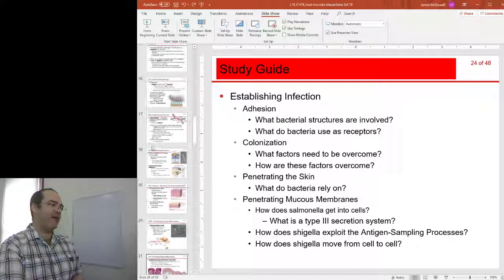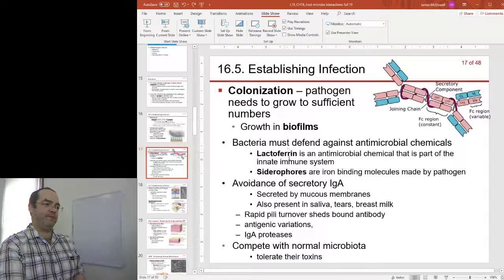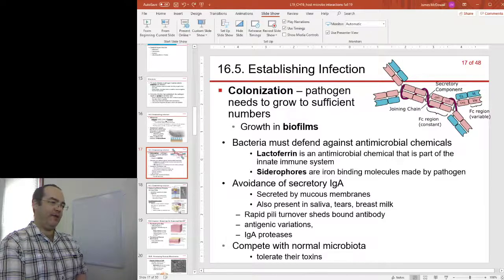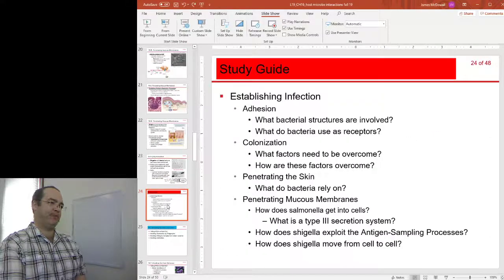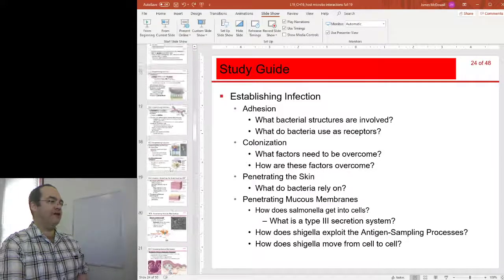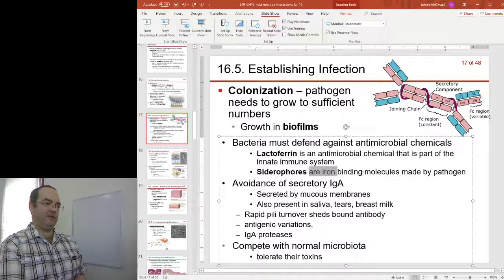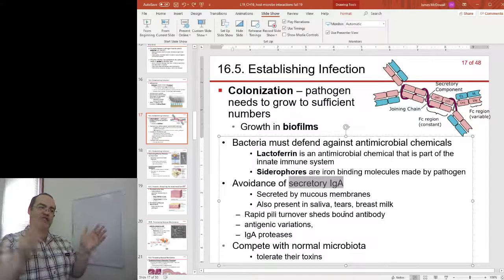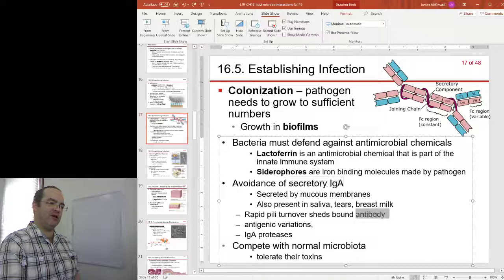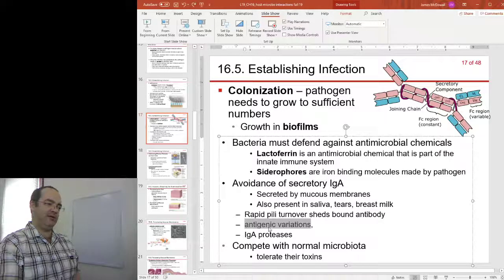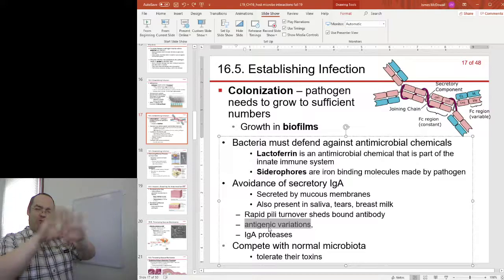It has to overcome our IgA. It has to compete with the normal microbiota. In terms of competing with molecules like lactoferrin, this battle for iron, they make their own chemicals to grab the iron, called siderophores. To avoid secretory IgA, they have that pili turnover, shedding of the pili, and shed the antibody that's stuck to it. They have antigenic variation. They can continue to change what they look like.